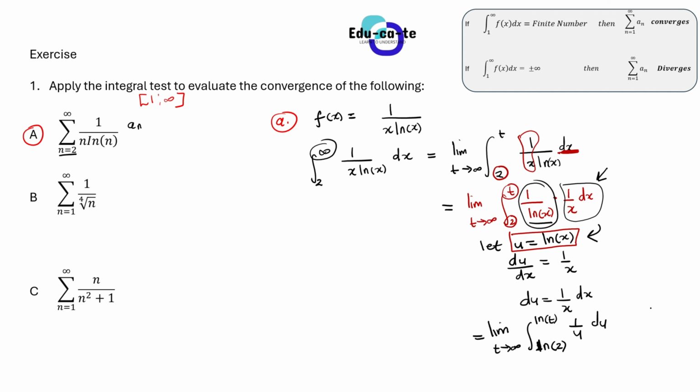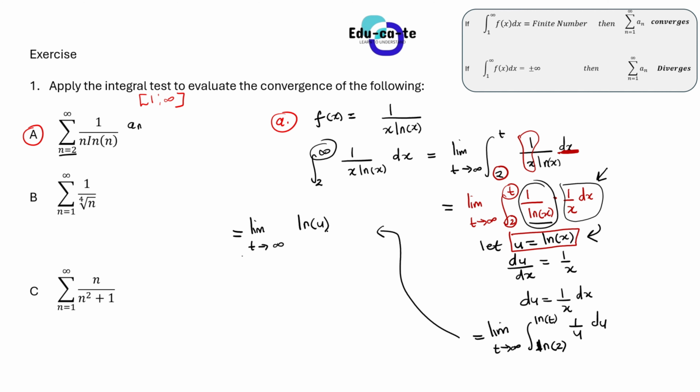So in this case, now that you have got this scenario, you evaluate your integral. So let's just continue it here. If you evaluate your integral there, you are going to get the limit as t approaches infinity. If you evaluate 1 over u, you are going to get ln u.